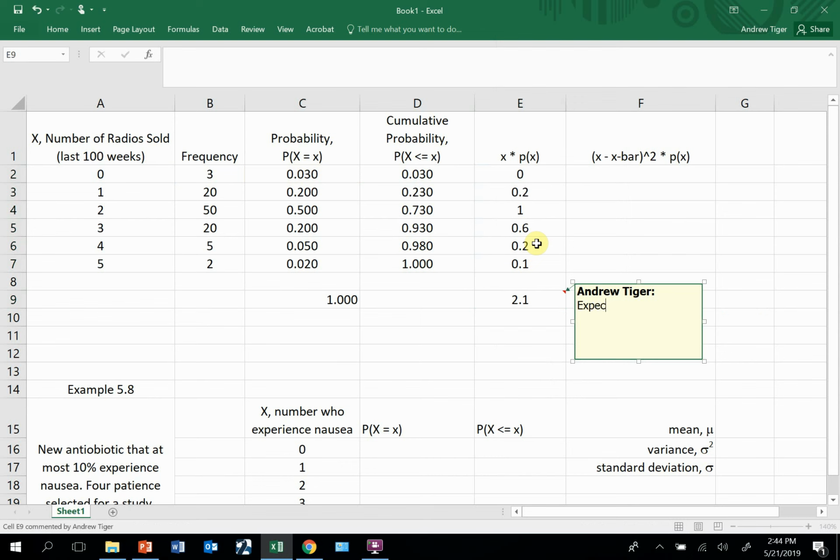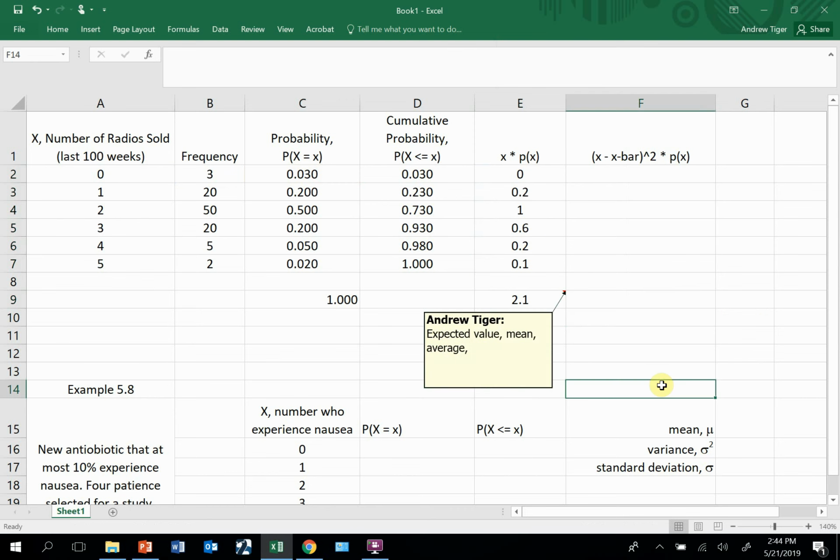This is the expected value, or the mean, or the average. It's how many radios I expect to sell in a week. I expect to sell about 2 radios a week. Now there's variability around that because I don't always sell 2. That happens a lot, but it's not a constant. So we can also calculate the variance and standard deviation.